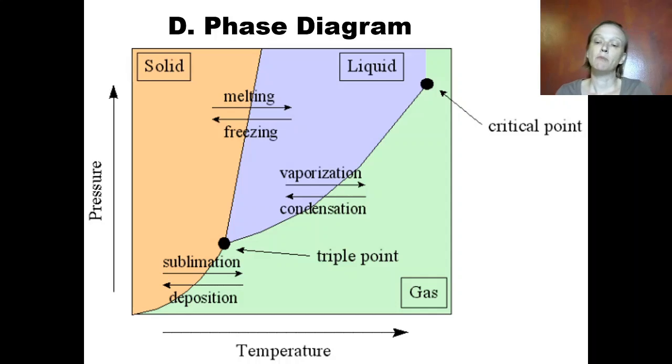So when we talk about moving between these different phases, solid, liquid, and gas, it helps to look at a phase diagram for a substance. A phase diagram has temperature on the x-axis and pressure on the y-axis. And as you move up in temperature or up in pressure, the phase, whether you have a solid, a liquid, or a gas, can change.